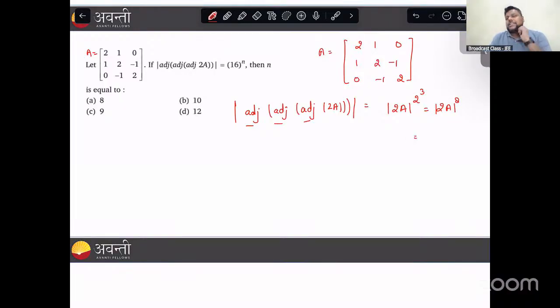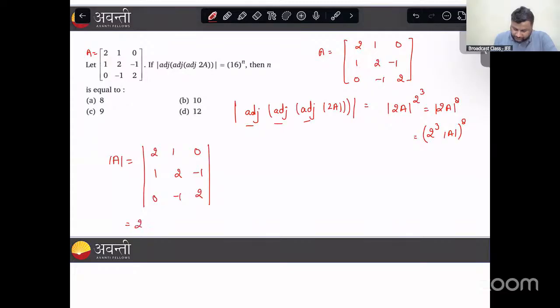Now this 2, since it is a 3 by 3 matrix, when this 2 comes out of the determinant, it will come as 2 cube. So it is 2 cube determinant of A whole to the power 8. Now let's find determinant of A. 2, 1, 0, 1, 2, minus 1, 0, minus 1, 2. 2 times 4 minus 1, 5... minus 1 times 2. So it is 10 minus 2, 8. So determinant of A is 8.